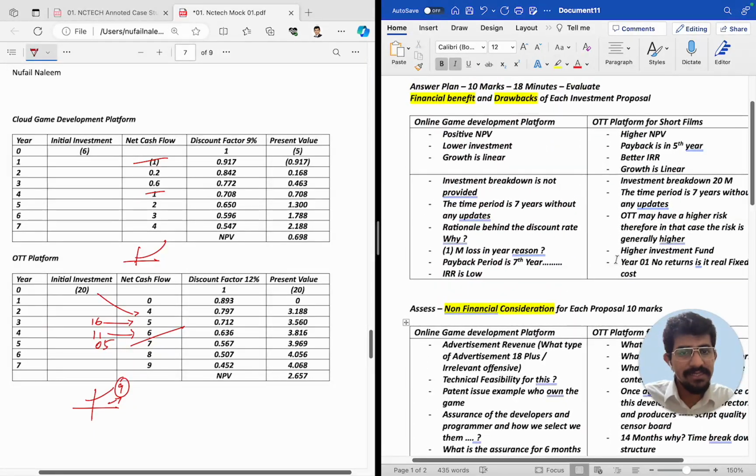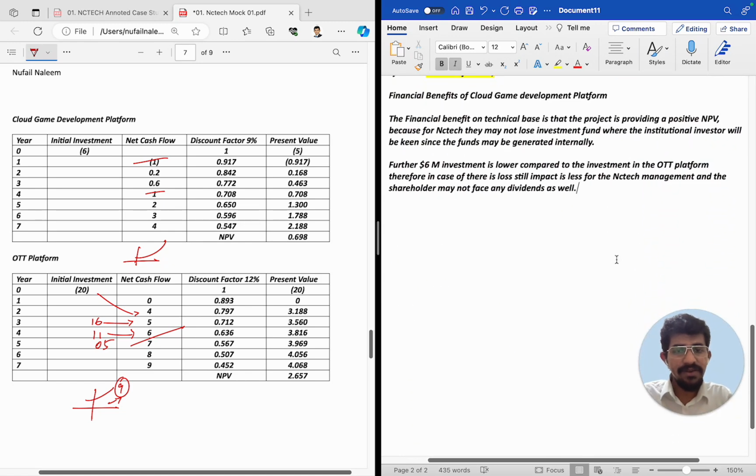And then, students, the growth is linear. So I'll write down here the growth of this project is linear. Therefore, it looks a better investment for 6 million finance. So students, that is one thing.